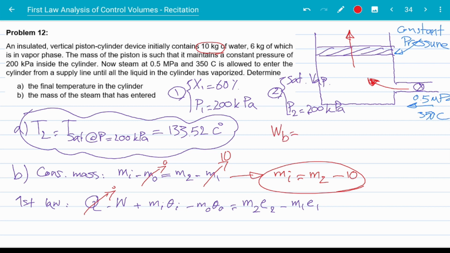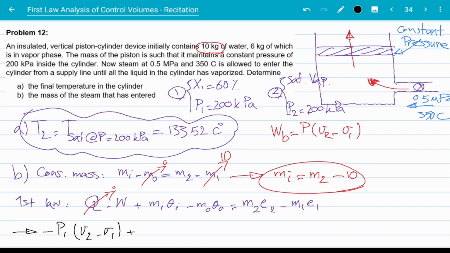Boundary work of a constant pressure system is pressure times specific volume 2 minus specific volume 1. So plug that in here. We get the boundary work. Because the system is actually doing work, we need a minus sign here. Minus the pressure, which is a constant, times specific volume 2 minus specific volume 1.